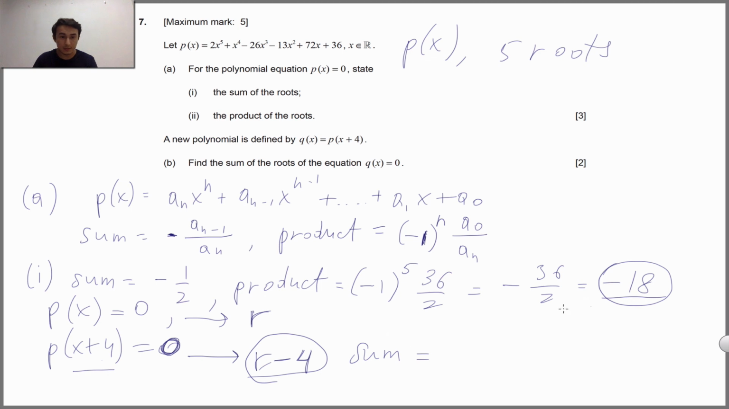Okay, 5 roots. That's why the sum of the roots will be equal to this sum, which is, oops, this is the product. The sum was minus 1 over 2. Minus 1 over 2, and then we also subtract 4 times 5. So it will be minus 1 over 2 minus 20, which is minus 20.5. Yeah, let me know if you have questions below, and we'll go to the next question.